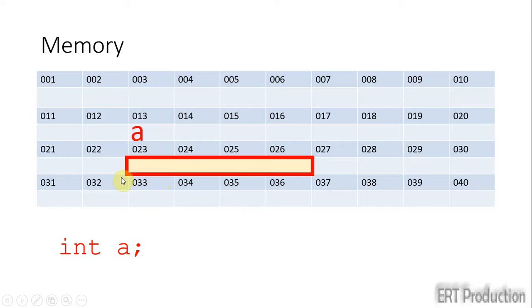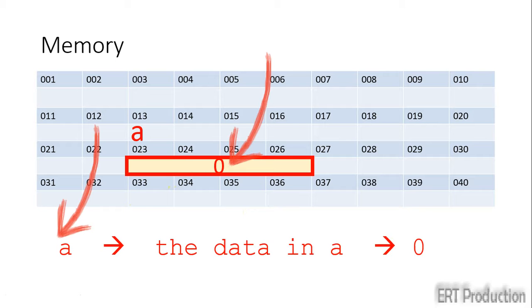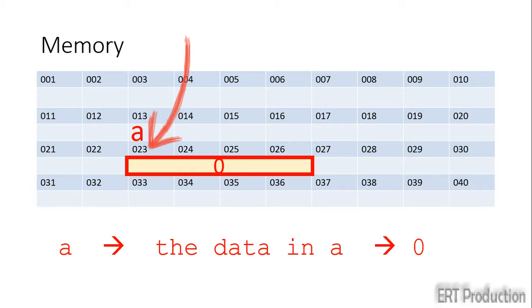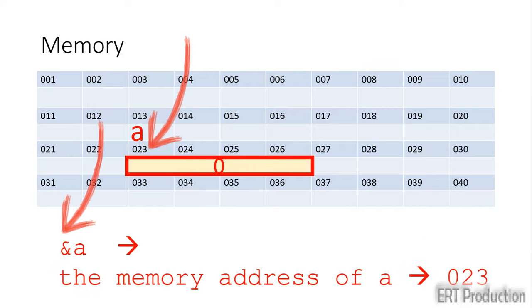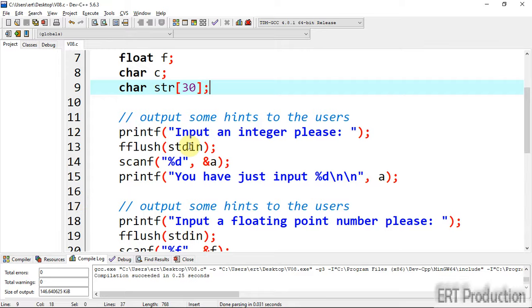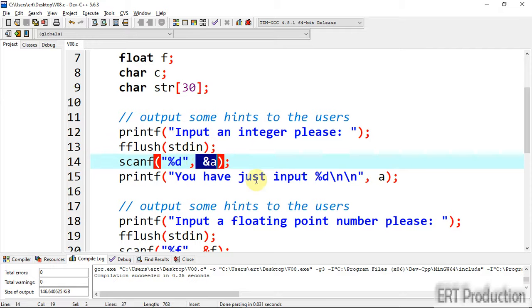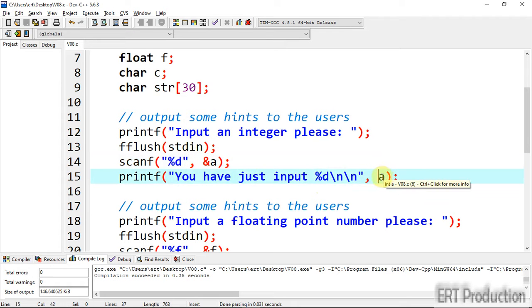The assignment statement here, A equal to 0, means that we store zero to that storage space. In a C program, if we write A, it means the data inside that memory location A. But internally, there is an actual memory address for the variable A, and we can use this &A to find that memory address. Therefore, scanf requires the address of a variable while printf here requires the content of the variable.